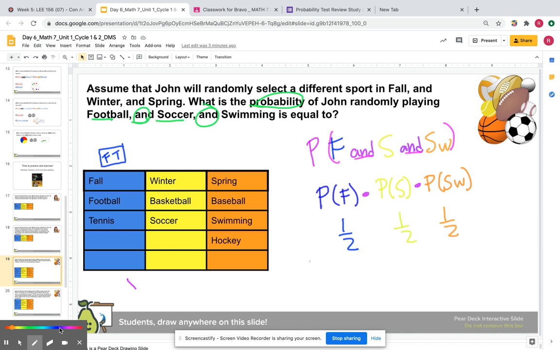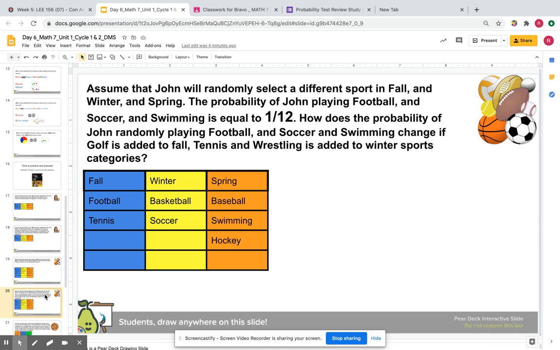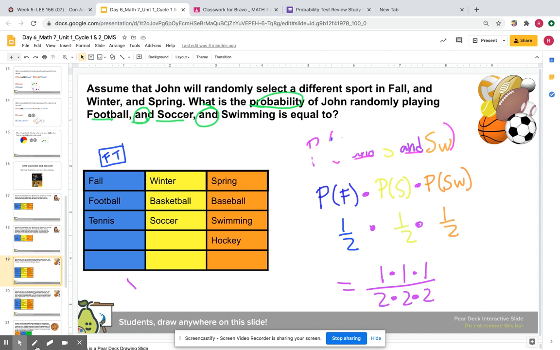Like I said, you have to be mindful and remember that we're multiplying these out. When you multiply these out, you get the numerators times the numerators, and the denominators times the denominators. So this is the problem with Johnny selecting a random sport for fall, winter, and spring. This problem gets upgraded with you now considering a change within the boxes. So what is the probability of now Johnny selecting different sports now? Oops, I actually made a mistake here. Didn't catch that.